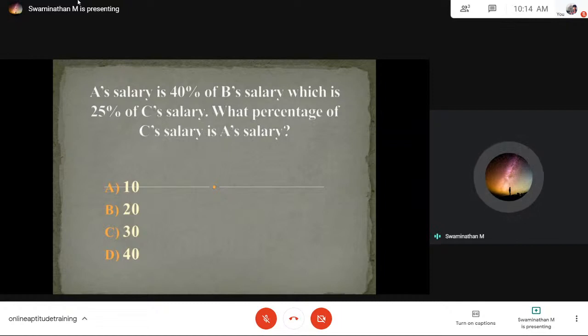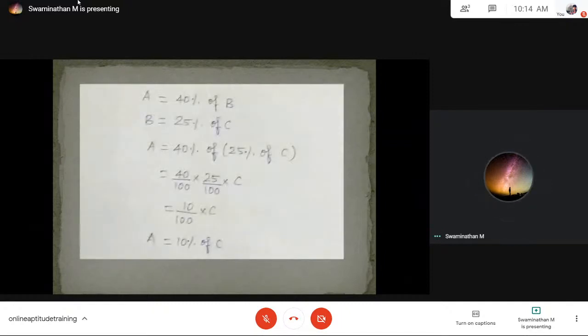So if I rearrange this statement, I will get the answer directly. It's like this. A is 40% of B, which is again 25% of C. So I'm replacing B with 25% of C. So I'm getting A as 40% of 25% of C. So if I solve this, I will get 10% of C.